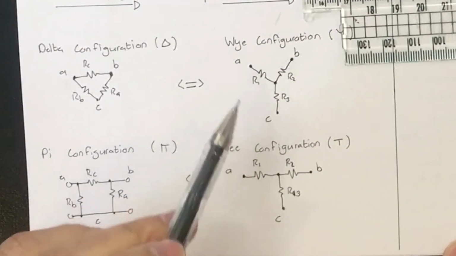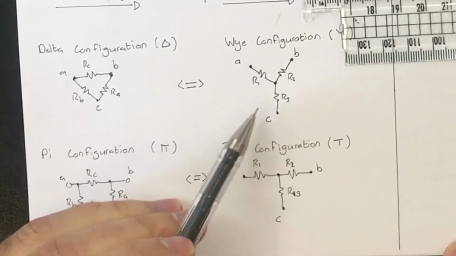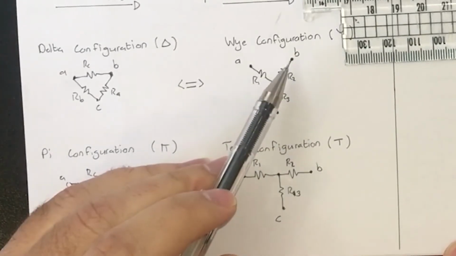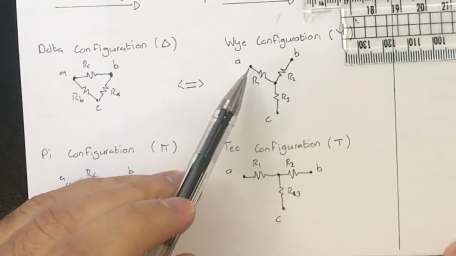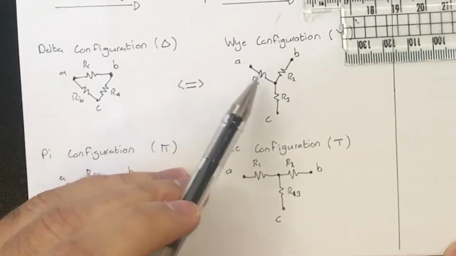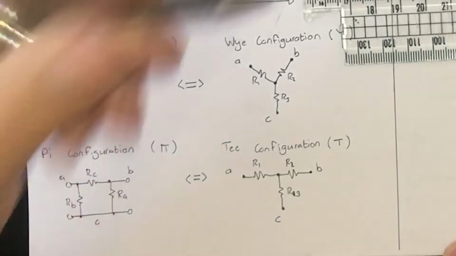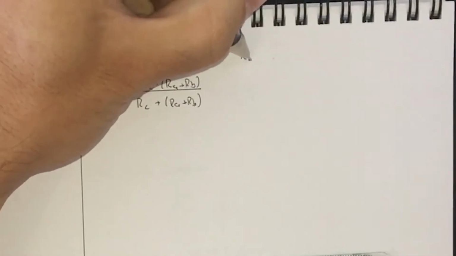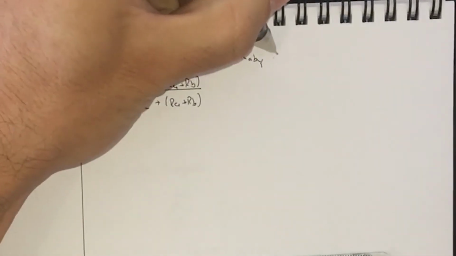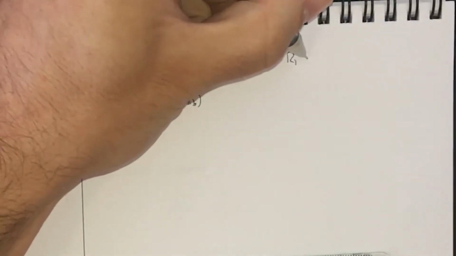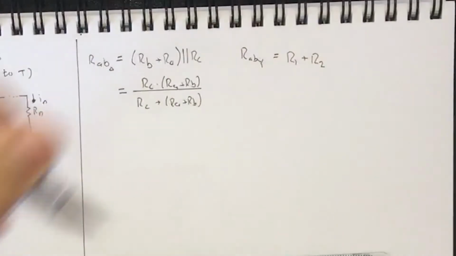In the y case, this node is left floating. So the resistance RAB is simply the sum of R1 and R2. So RAB in the y case is simply R1 plus R2.